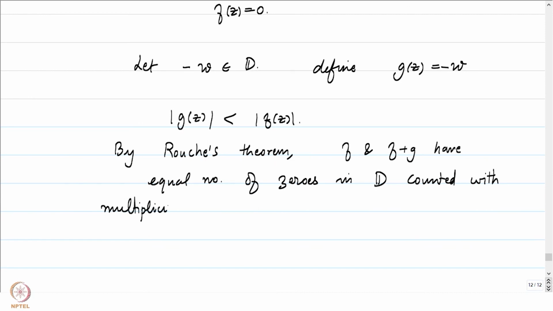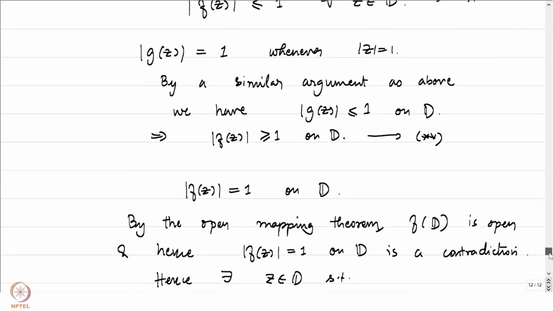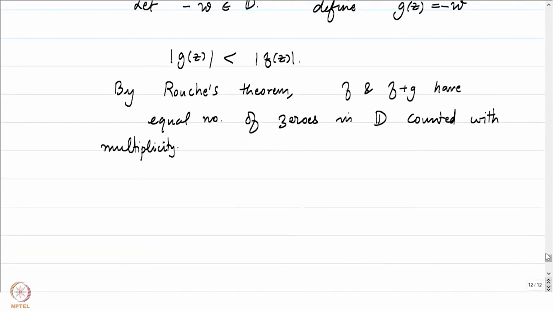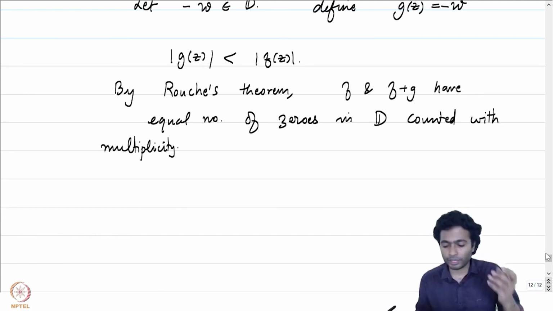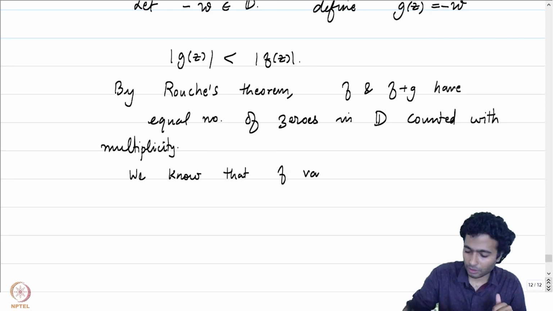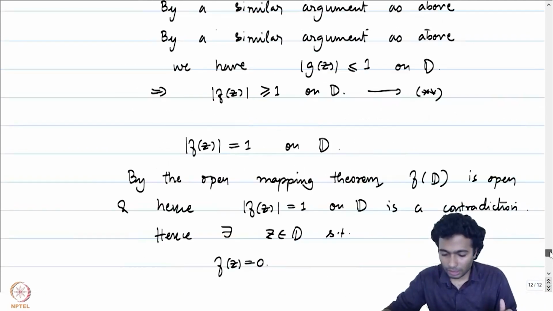Why is this the case? What is the curve that we used from Rouche's theorem? The curve here is the very simple unit circle, and because we have the unit circle, the interior of this unit circle is null homotopic in omega because D bar is contained in omega, and D is going to be the interior of our unit circle. So, the number of zeros in D counted with multiplicity of both f and f plus g are going to be the same. We know that f vanishes on D by our previous claim.